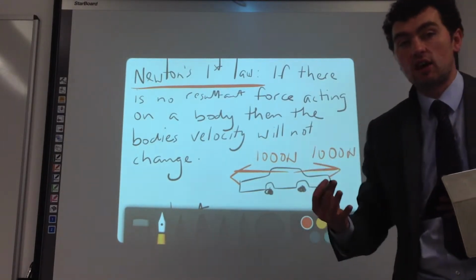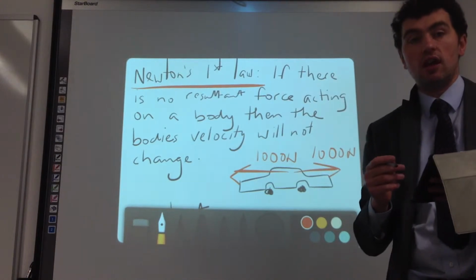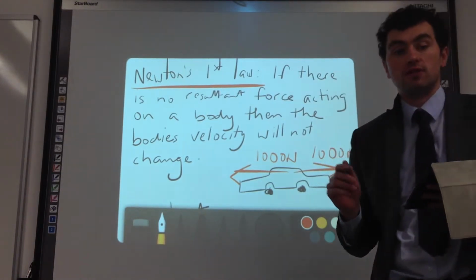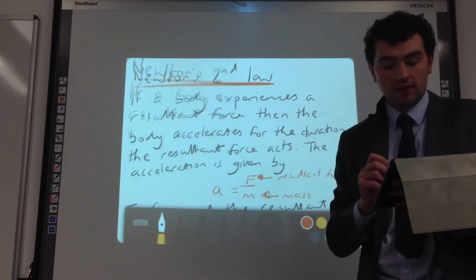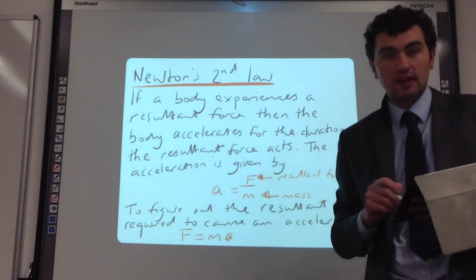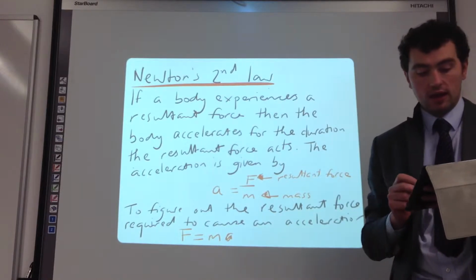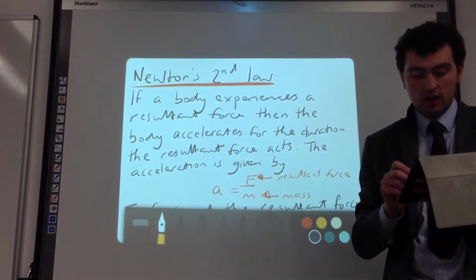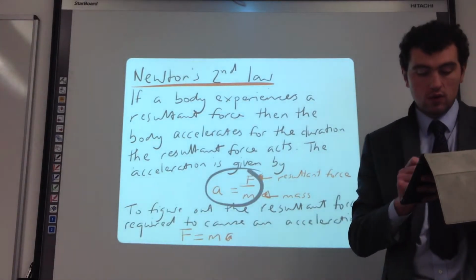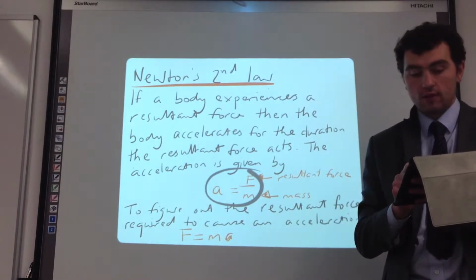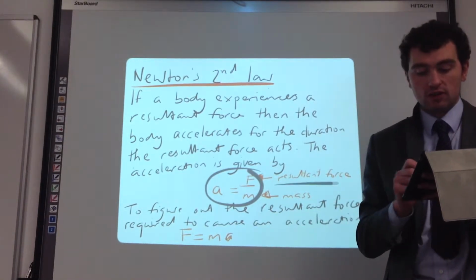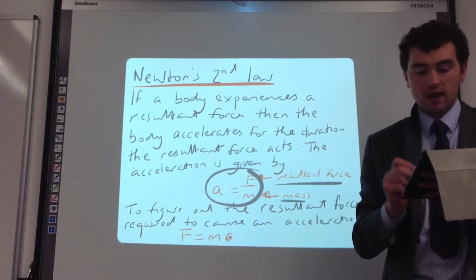For something to stay at constant velocity, or for something to be stationary, it should have no unbalanced force, so the resultant force should be zero. Now Newton said, if you do have a resultant force, then there will be an acceleration. And you can figure out the acceleration using this equation here, where F, very important, is the resultant force and m is the mass of the body.